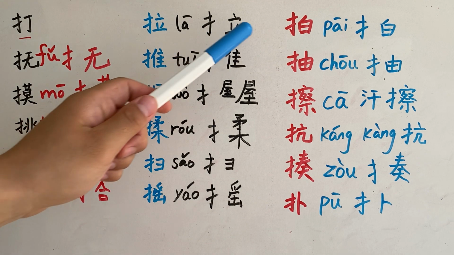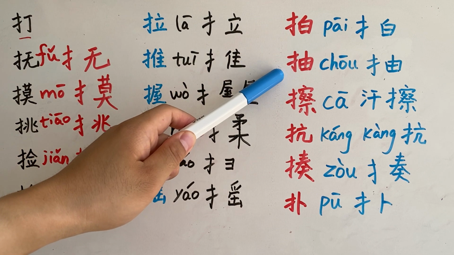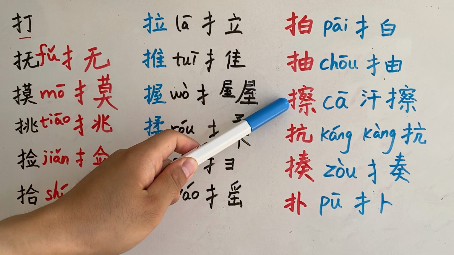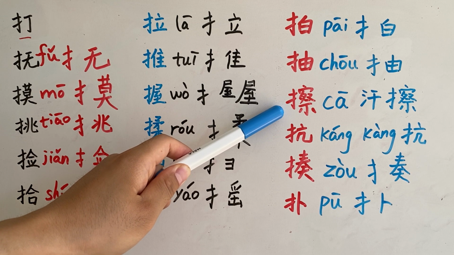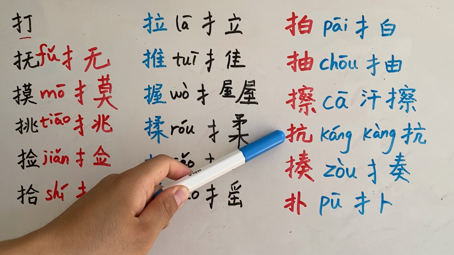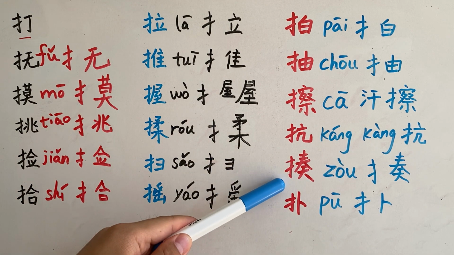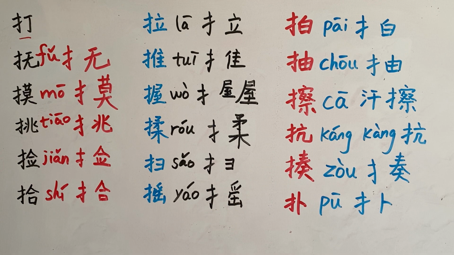拍, to shoot, to film. 拍, to clap, right, to slap. 抠, to pick. 擦, to clean. 扛, to have the burden on your shoulders, and 抗, to resist. 揍, to bully, to beat hard. And the last one, 扑.